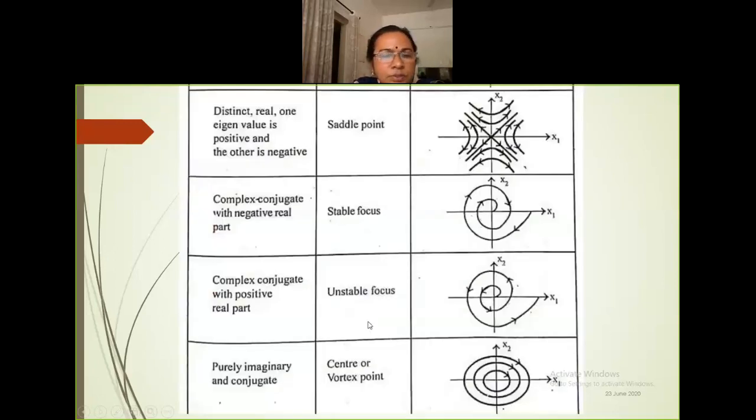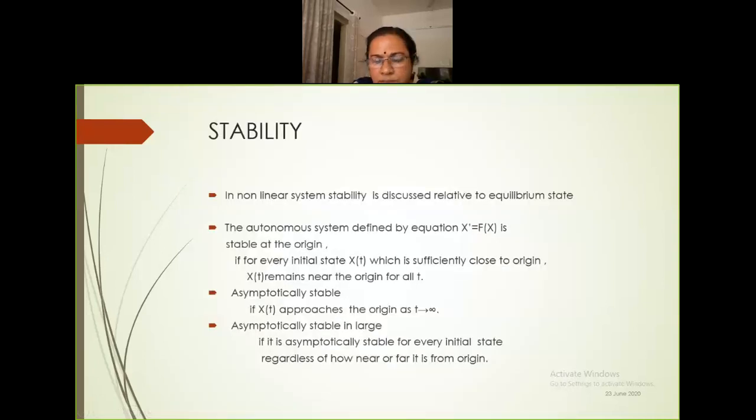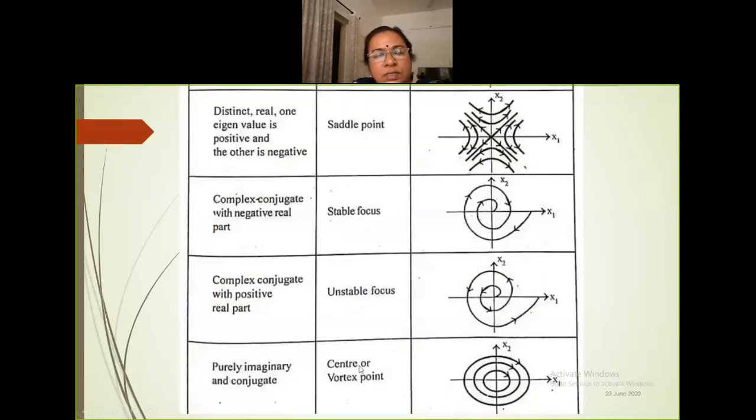Then one more possibility can come: purely imaginary and conjugate. That is, it is lying on the imaginary axis. Then that singular point we can call a center or vortex point. Okay, so the diagram is a circle. Nearby trajectories you can see.